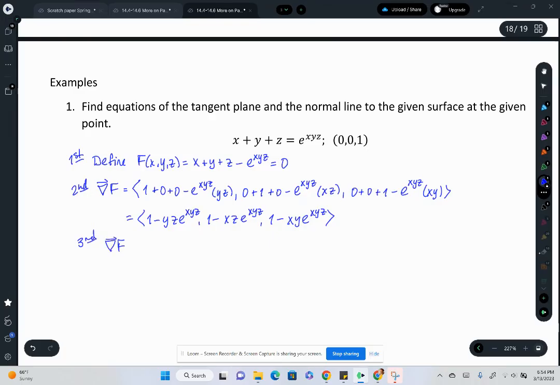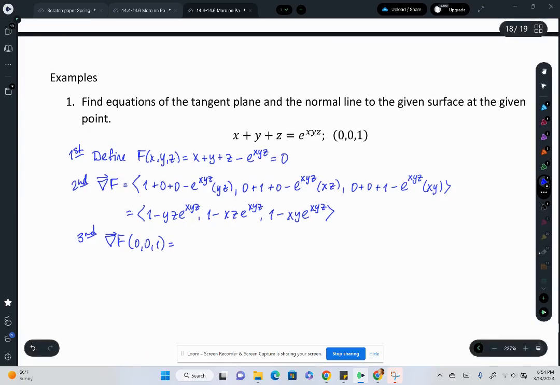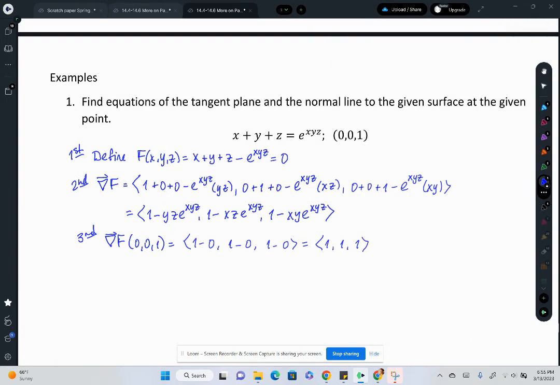So I need del of big F at 0, 0, 1. Everywhere there's an x or a y, put in 0, and everywhere there's a z, put in 1. What's going to happen is I get 1 minus 0, 1 minus 0, 1 minus 0. So my gradient vector is just 1, 1, 1. That's it. That wasn't bad.